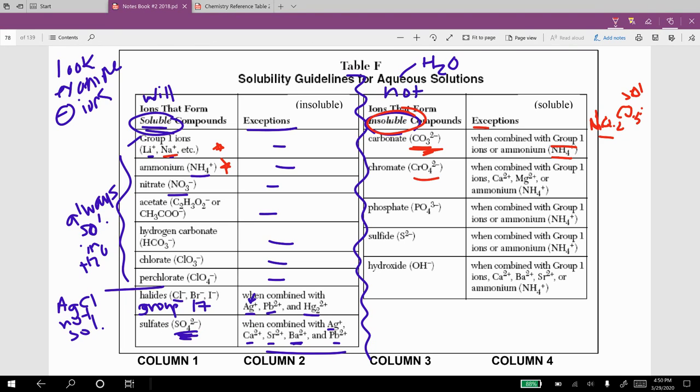So chromates are insoluble unless, again, with group 1 with an NH4, or if it happens to be with calcium or magnesium. Okay, so insoluble, the exception makes it soluble. So now these are soluble. So if there's an exception, the exception is insoluble. Okay, it makes a little more sense.